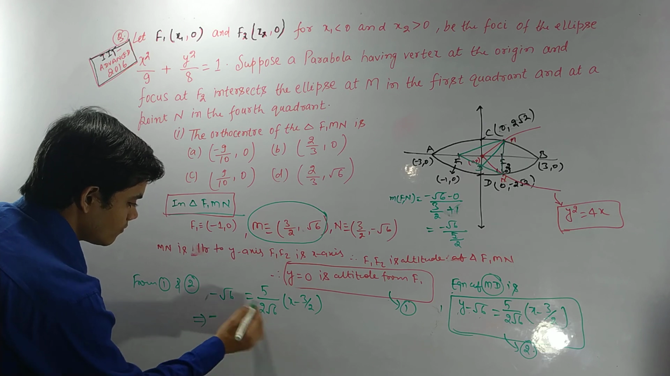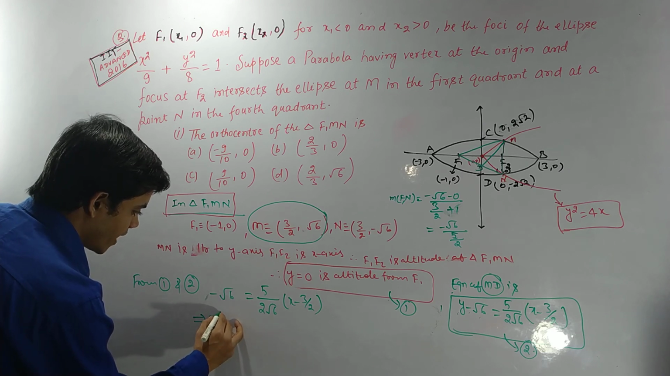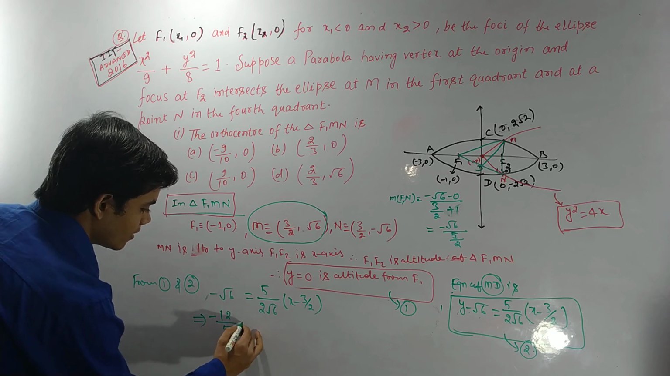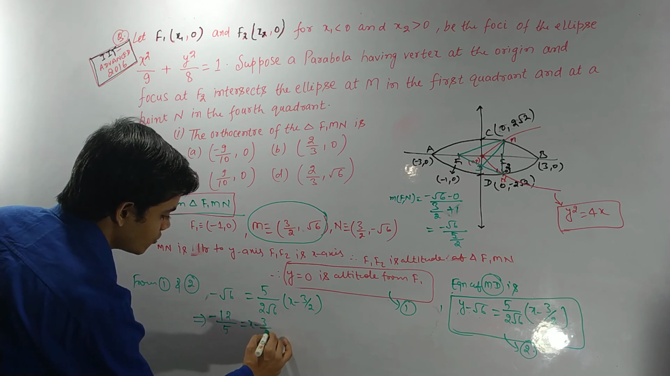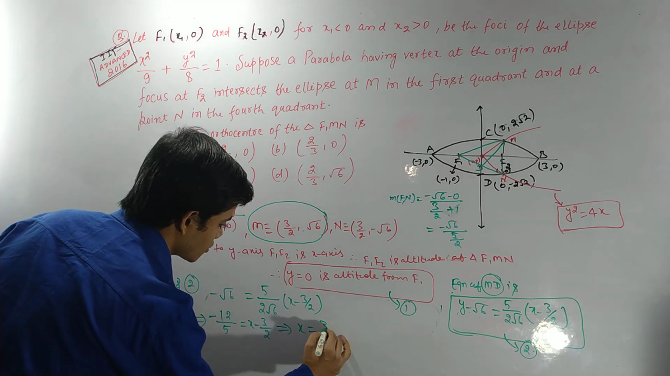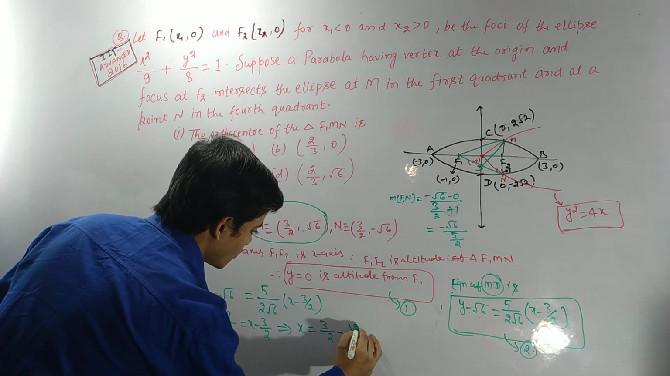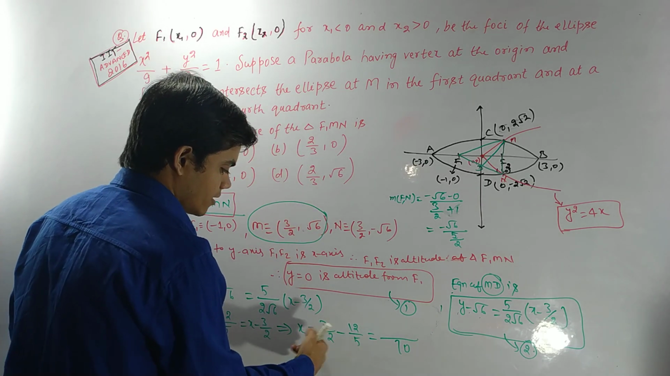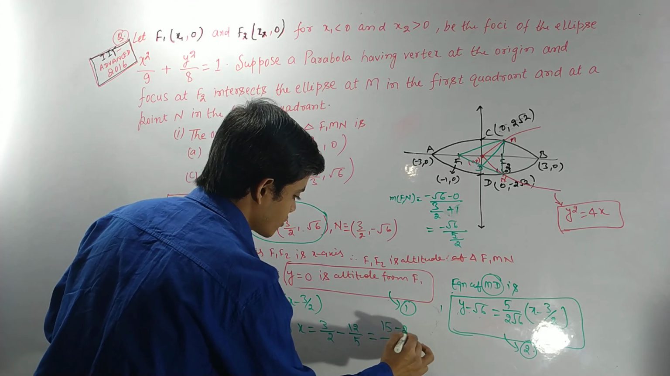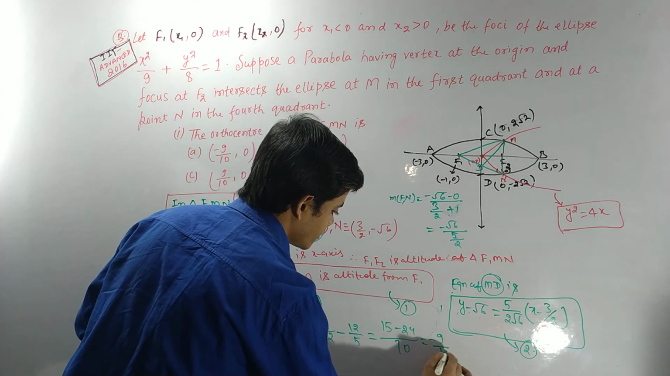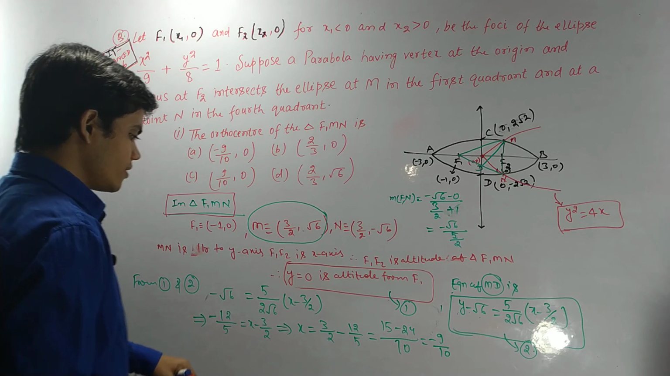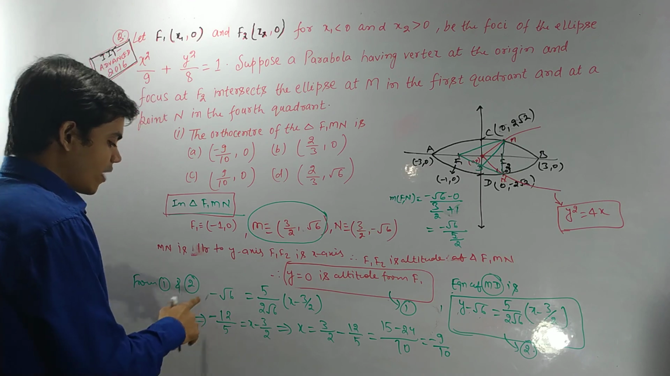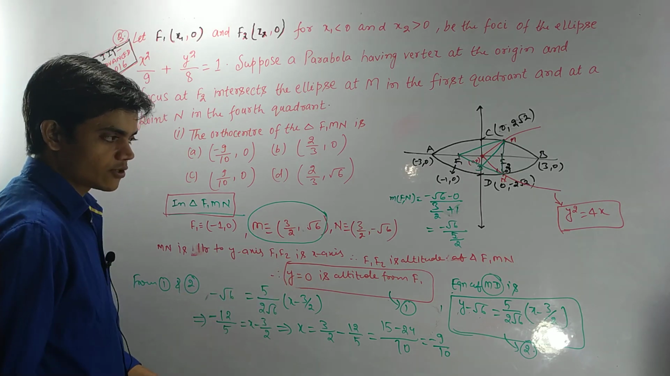Minus 6 into 2, 12 upon 5, is equal to x minus 3 by 2. So this will give you what? x is equal to 3 by 2 minus 12 upon 5. So this will give you 10 as the denominator, and 15 minus 24, which is minus 9 by 10. So minus 9 by 10 is what? The x coordinate of the orthocenter, and the y coordinate of the orthocenter is certainly 0.